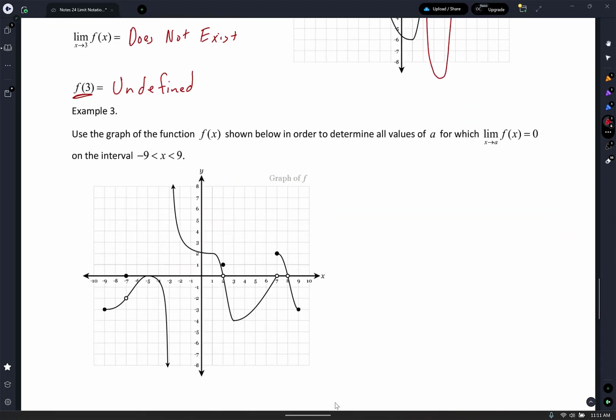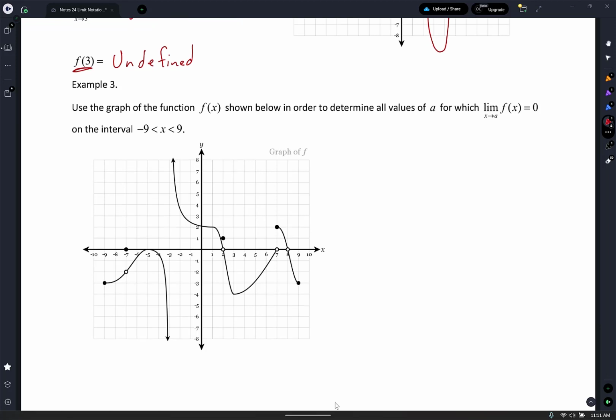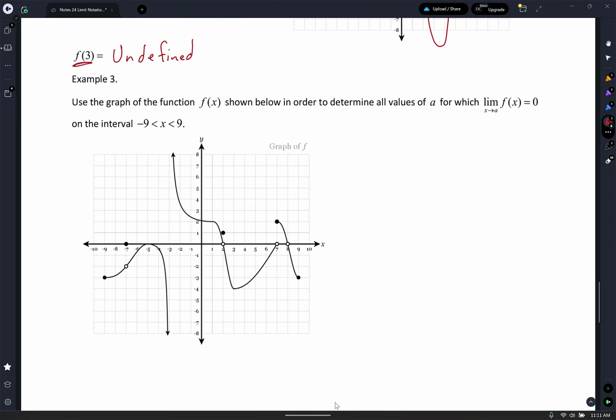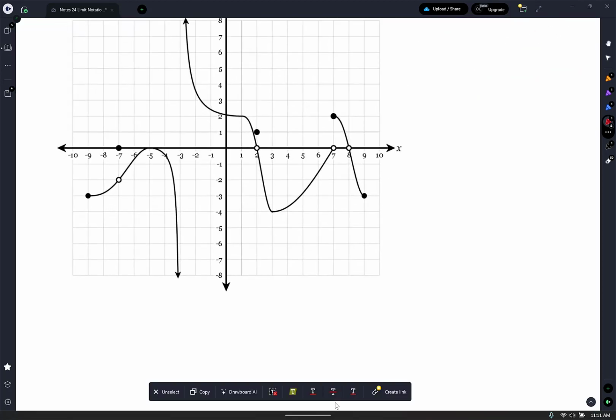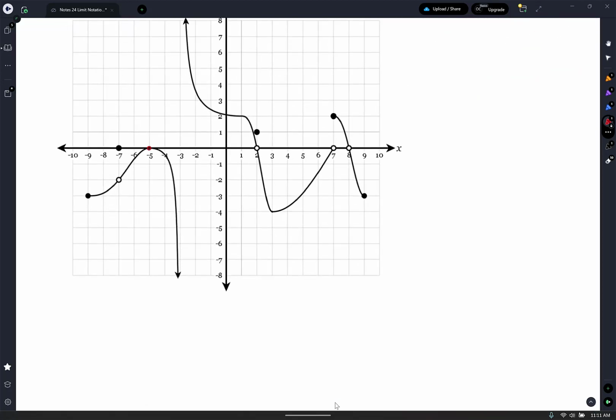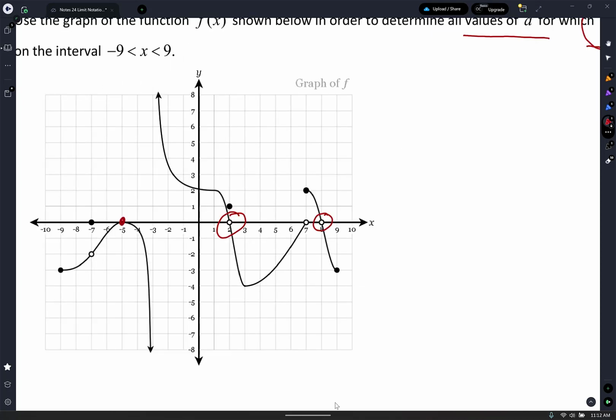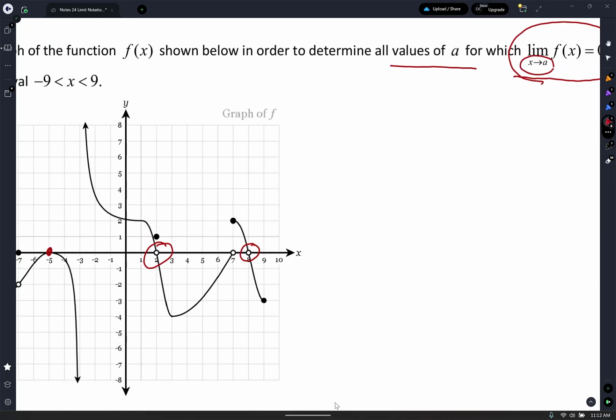Now this one's a little hard sometimes, but the more experience you get, the easier it gets. It says find all values of a for which the limit as x approaches a of this function equals 0. Here's the best way to tackle it. I go to the graph and look for where this function is 0. It looks like it approaches 0 at 2, and it approaches 0 at 8 from both directions. I do not say 7 because 7 just approaches from one side. It needs to match both.